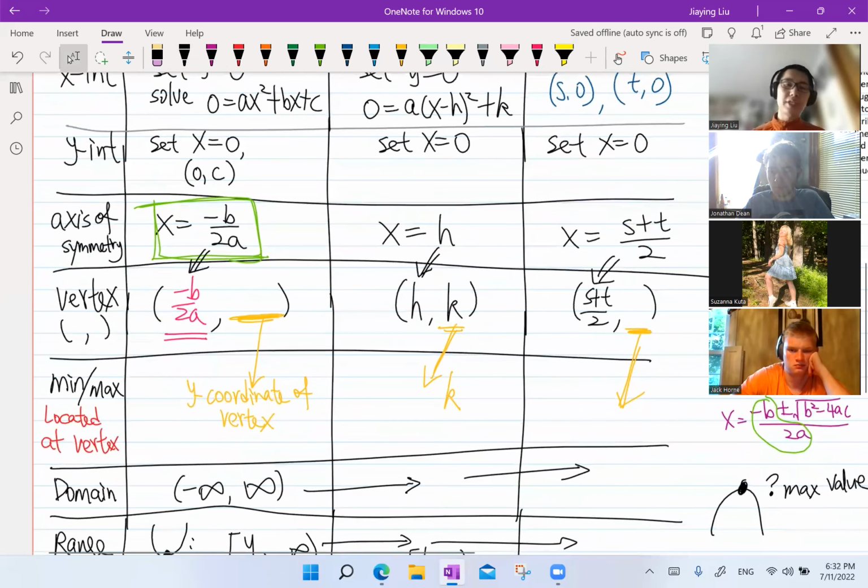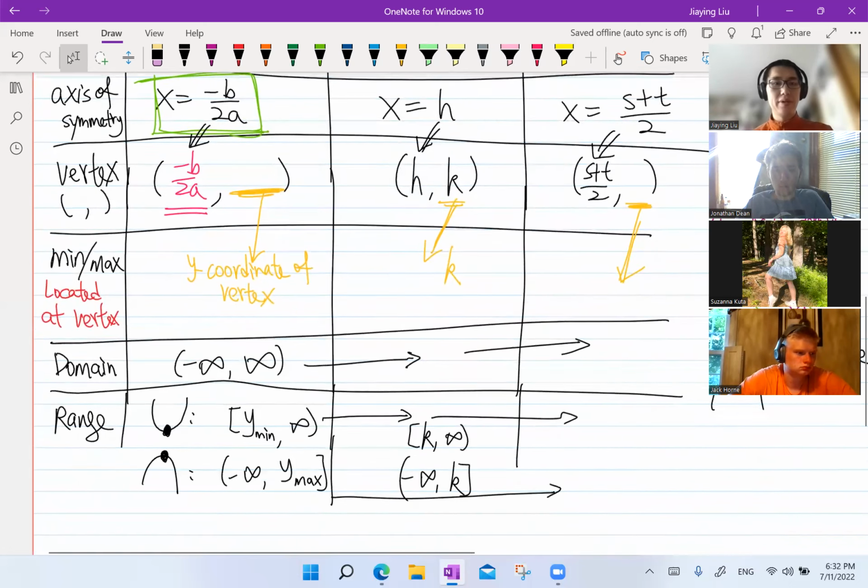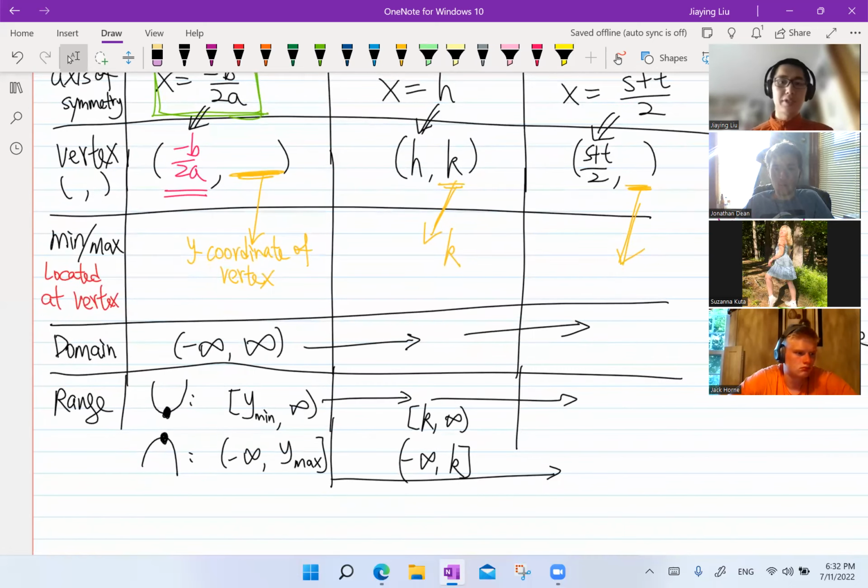Axis of symmetry is a little bit tricky because it depends on the form. There's different ways of getting it. Same thing with the vertex. But if you know the axis of symmetry, then you can find the vertex because you can find the x coordinate first and then find the y coordinate. And if you have a vertex, you have the minimum or maximum. And domain and range, that's just something to memorize. If you know the shape, then that shouldn't be a problem.